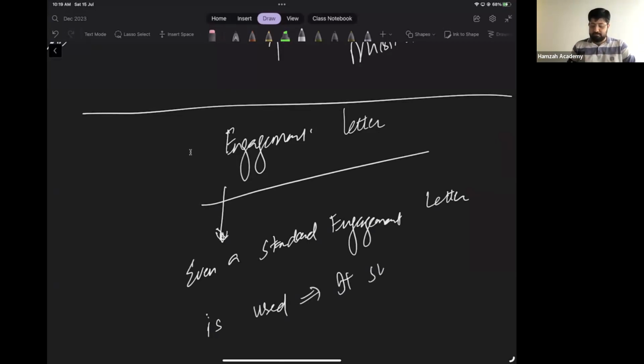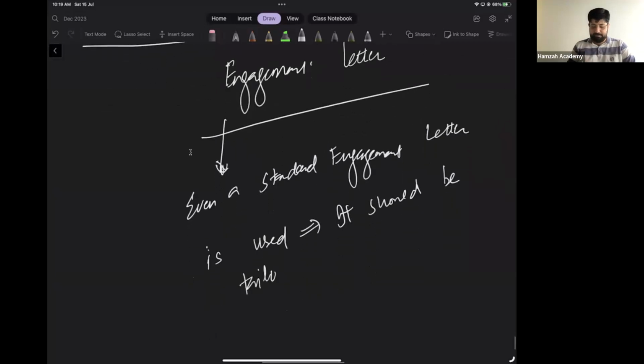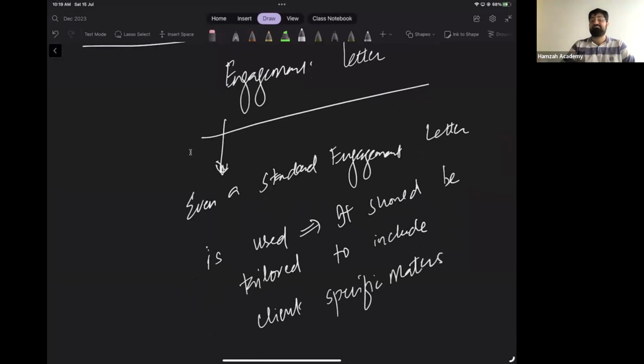it should be tailored to include client specific matters. Yes. Client specific matter: that this client we are going to audit and all the matters relevant to it should be included. Now, next.